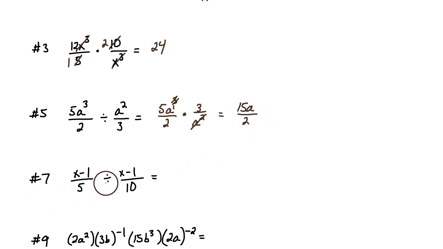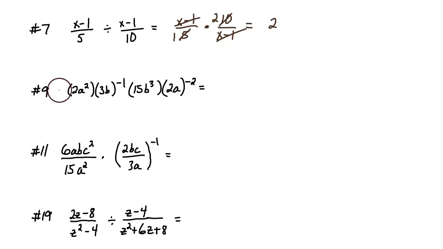Number 7 is also division. So let's rewrite this as multiply. Keep the first fraction the same. Change to times. Take the reciprocal of the second fraction. Now let's reduce. 5 and 10 both divide by 5, leaving a 1 and a 2. The x minus 1 cancels the x minus 1. The final answer is 2.